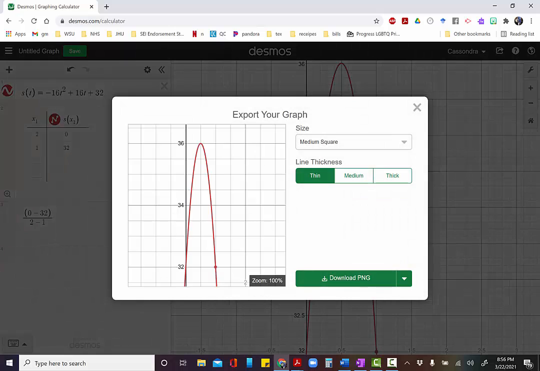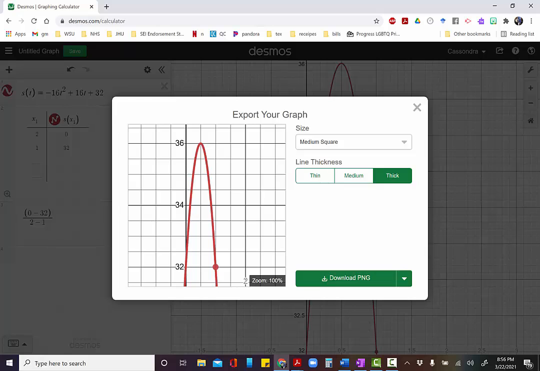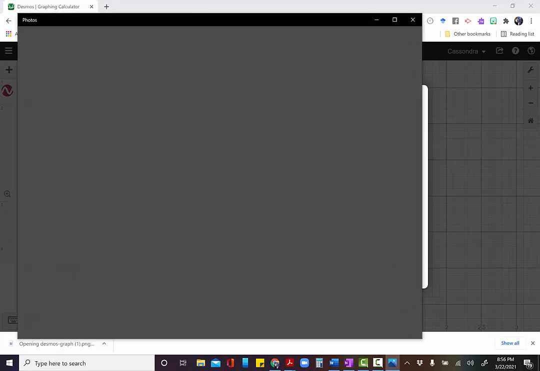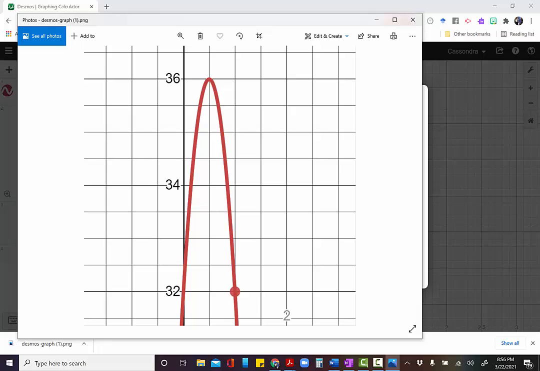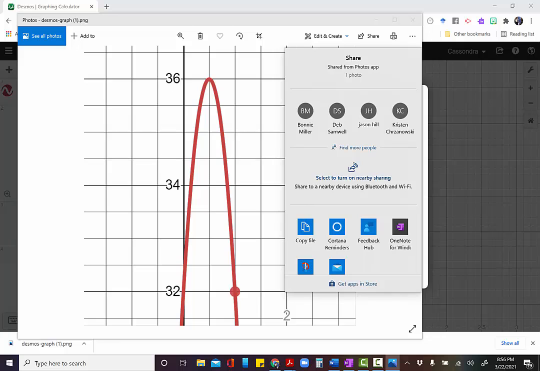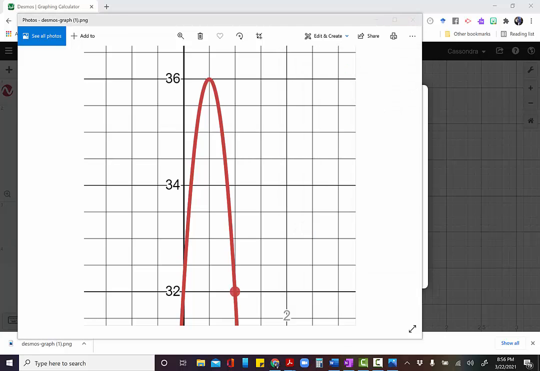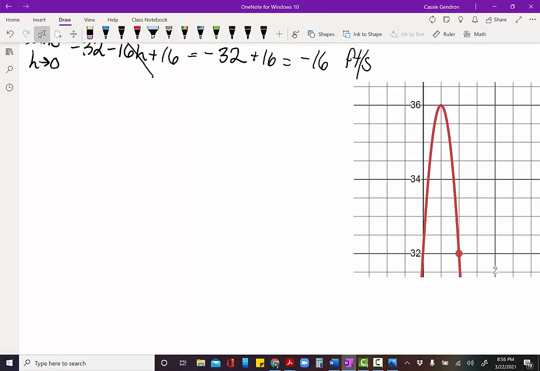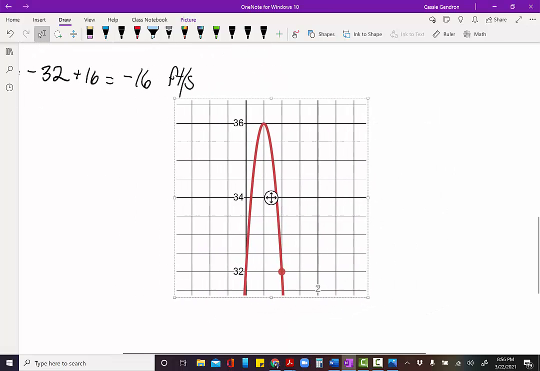I'm going to export an image. Medium, thick. Download my png. Open. Will you let me copy it? Share. Copy file. Let's put it right in here so that we can draw these lines.